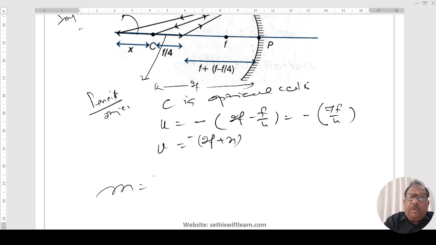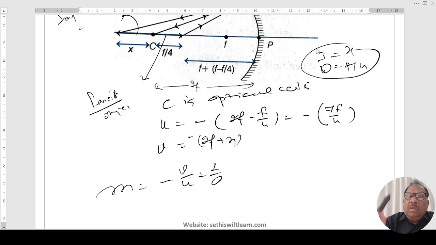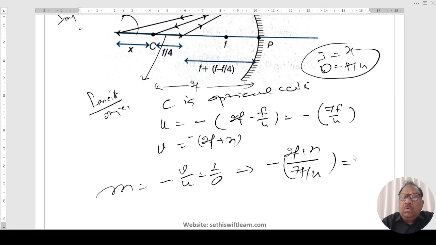And magnification is given by minus v upon u, equal to I upon O. Image size we have is x, and the object size O is f by 4. This comes out to be minus v upon u. Minus minus is not cancelled, so again minus. This comes out to be 2f plus x upon 7f by 4 equal to I upon O, x upon f by 4.